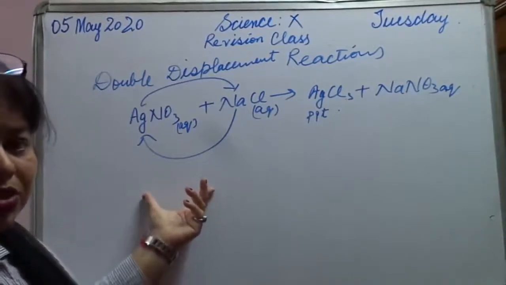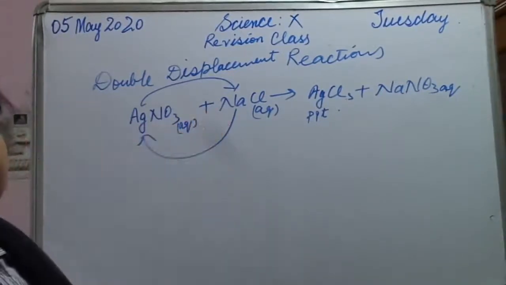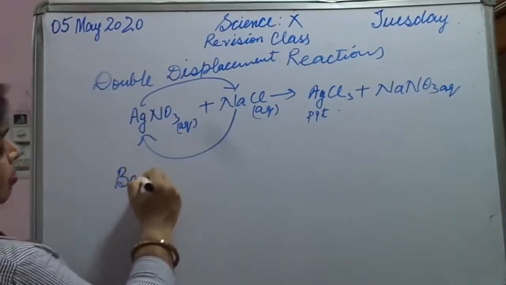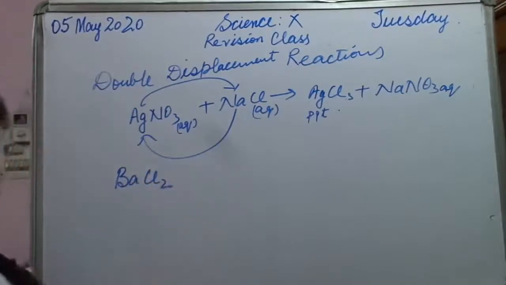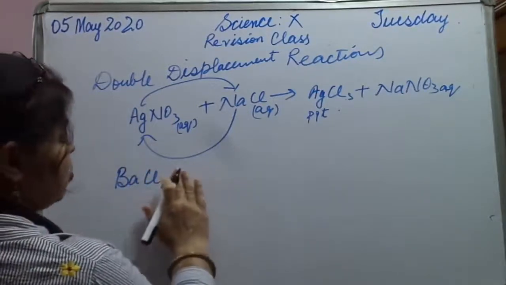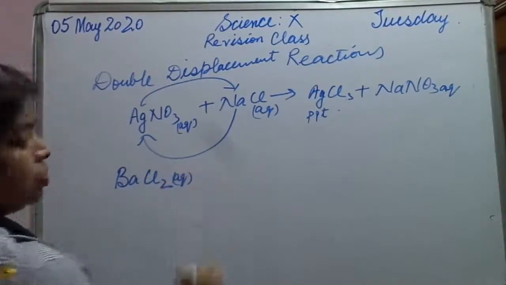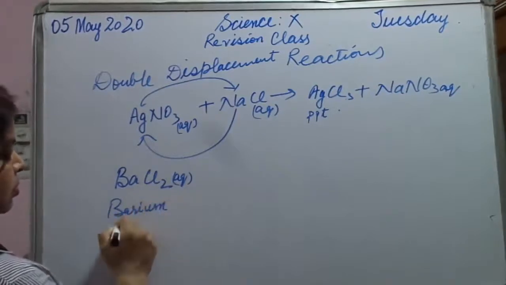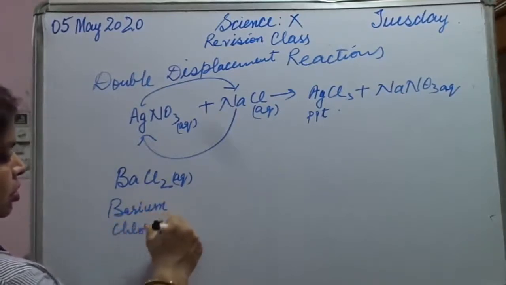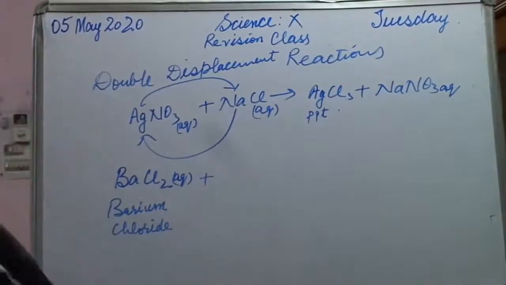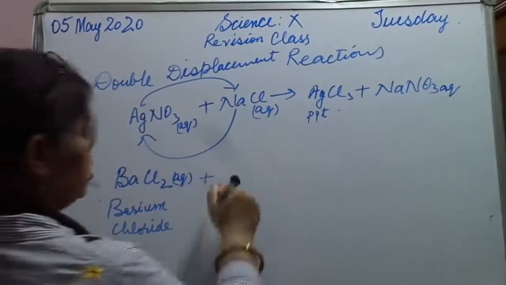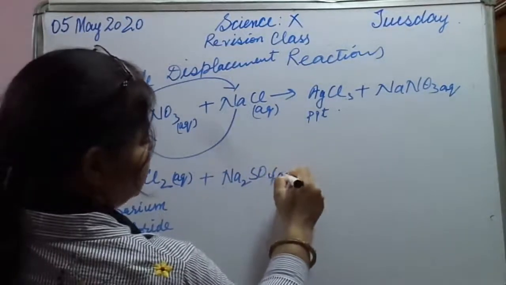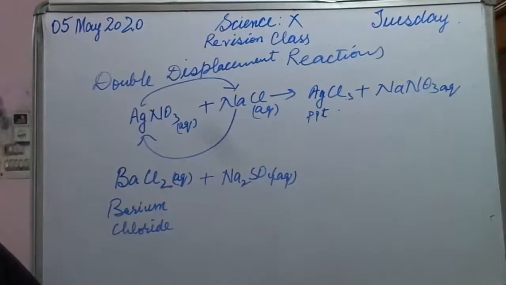Okay, the most demonstrated reaction for double displacement is a salt called barium chloride, BaCl2, in aqueous condition. Aqueous means what? Solution in water. Barium chloride plus sodium sulfate, both are white color salts, Na2SO4, again aqueous. I am saying that they always take place in aqueous condition only.